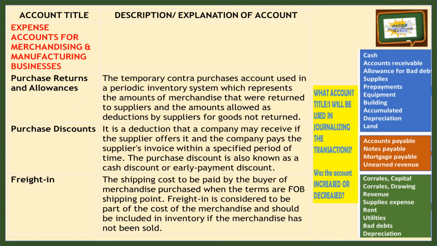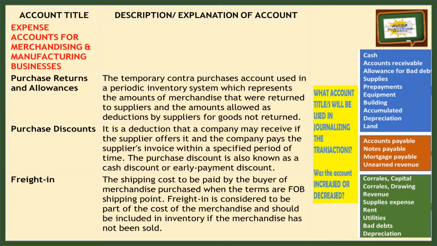So purchase returns and allowances, purchase discounts, these are similar with sales returns and allowances and sales discount. But this time, it is the buyer who's going to record these accounts or amounts. This one, freight in. Freight in is the shipping cost to be paid by the buyer of merchandise purchased when the terms are FOB shipping point.